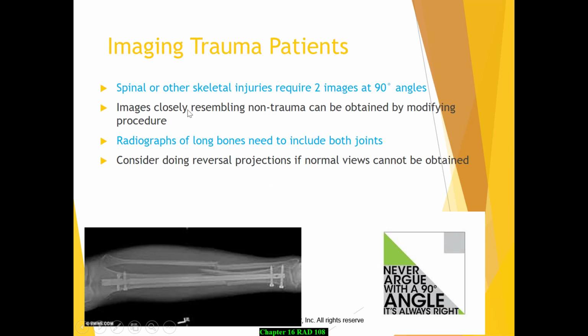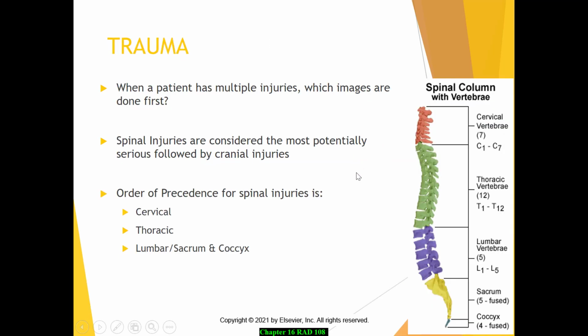For imaging of your trauma patient, again, try to get 2 different angles for that image. So your image is going to be an AP and a lateral, or it's going to be a PA and a lateral. We're going to make sure we radiograph those long bones so that we include both joints. And if it doesn't, then you need to make sure that you get a separate image of both joints.